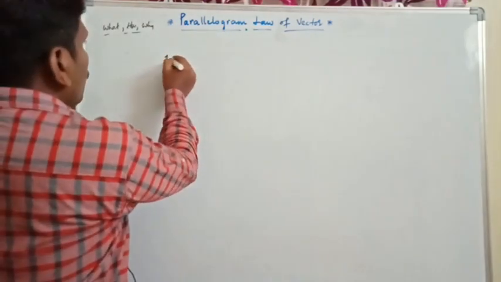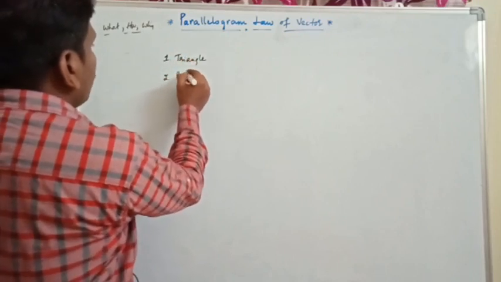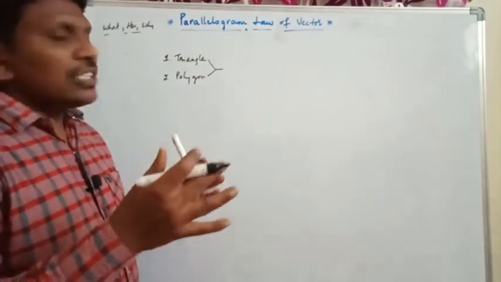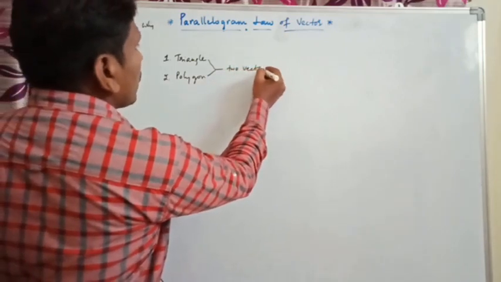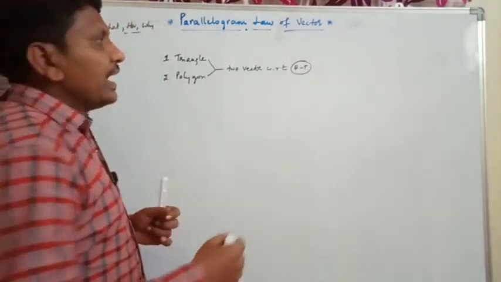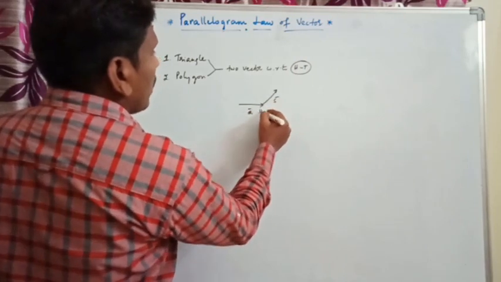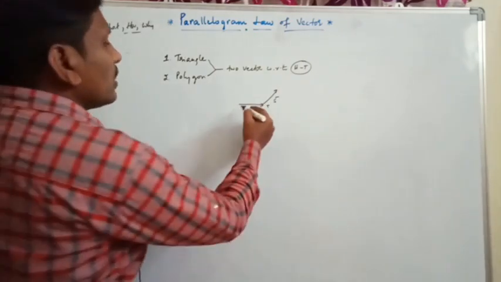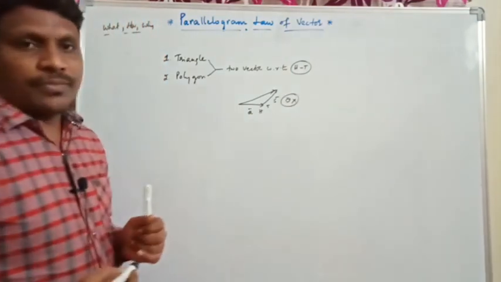So we know that the triangle law and polygon law are based on the same method of adding two vectors, with respect to the head and tail method. For example, this is a vector and this is one more vector, added head to tail. The head of one vector is added to the tail of the other vector, and the resultant vector comes out. In this case, no angle will be developed.